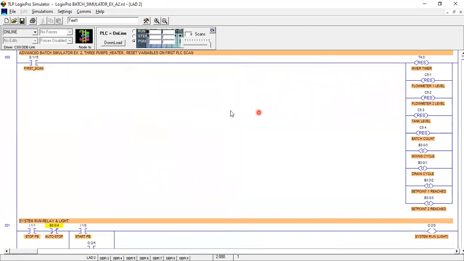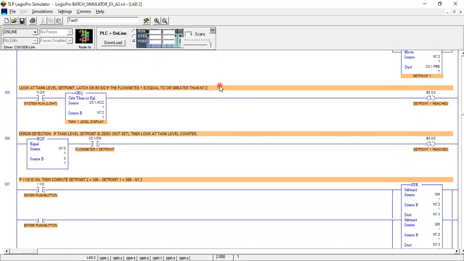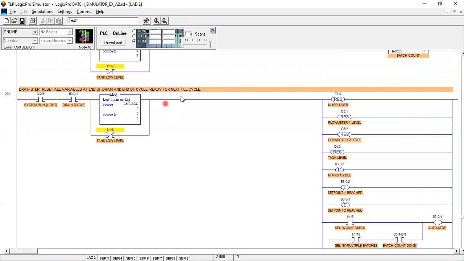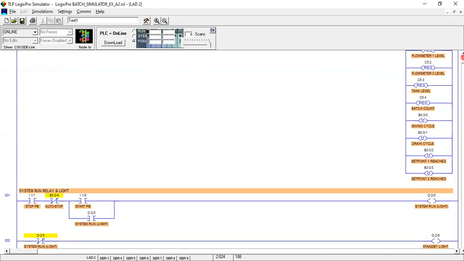So in the program we have this one. This is our program, as you can see. We have rungs 0 to 24, so 25 rungs that we will discuss in our lecture. So let's start.